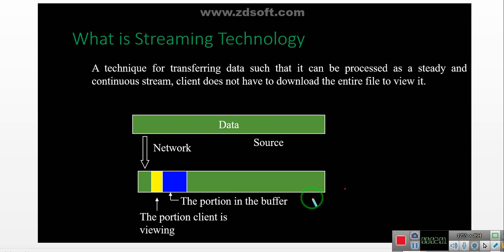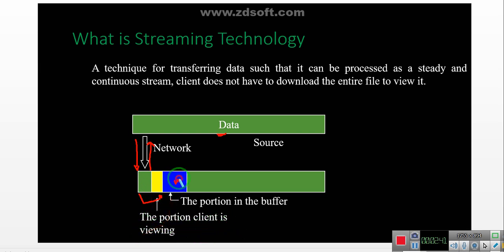The most important feature is now coming to what streaming technology is. In streaming technology, we have data, and this data is going to be transferred, or somebody is going to access this data through a network. The data will transfer through the network to this portion, where the viewer or customer can watch it. This portion is what the client is viewing.